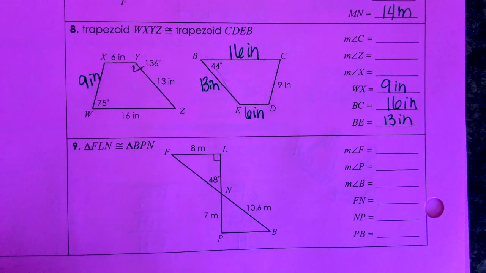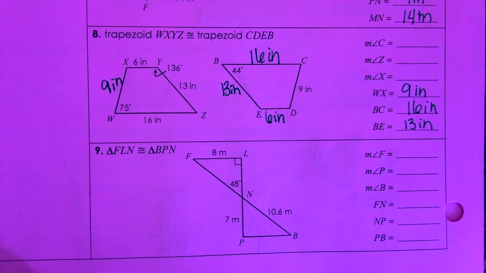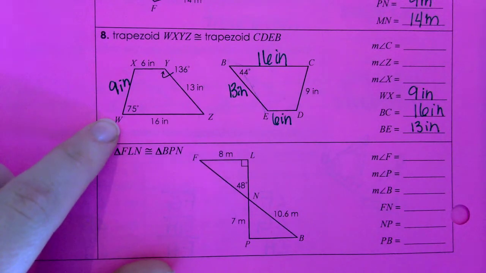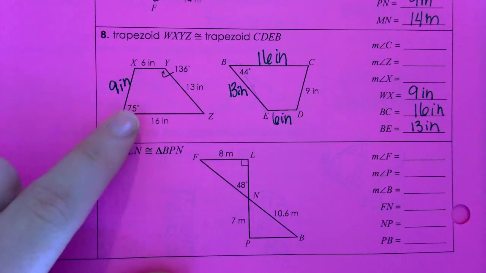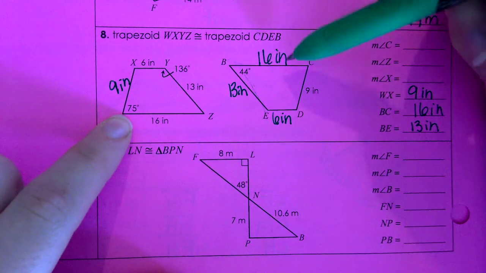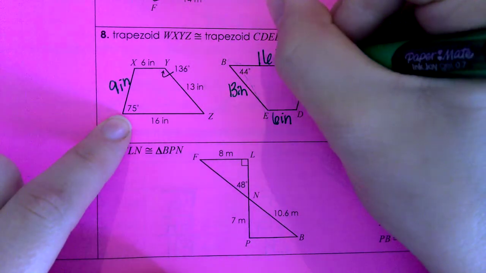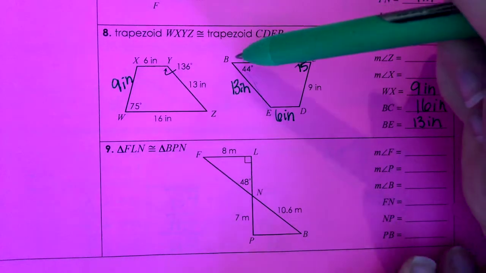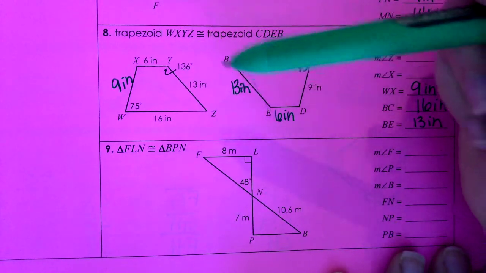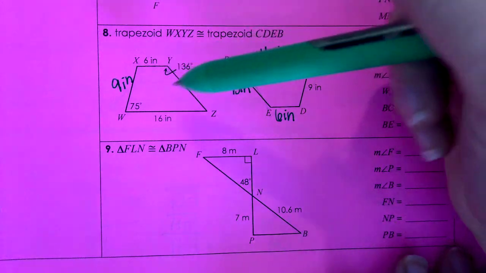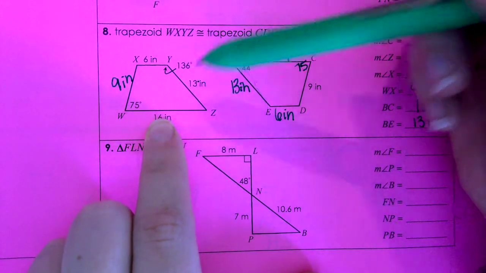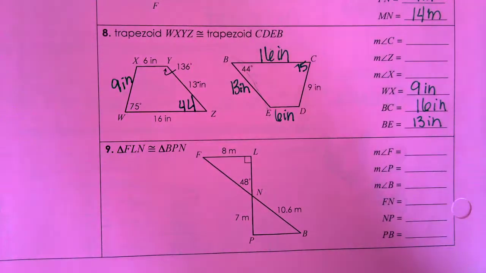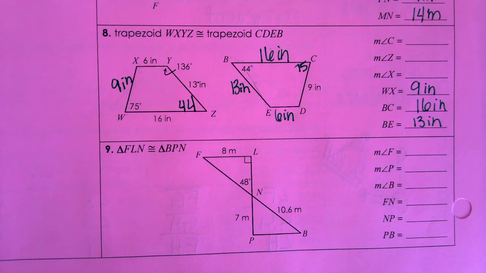Okay, so it's kind of like a puzzle that we're doing a little bit of. Now what we're going to do is figure out our angles. So I noticed that I have this angle right here in between 9 inches and 16 inches that is 75 degrees. So 9 inches and 16 inches, that's going to be 75 degrees. In between my 16 inches and my 13 inches, that's going to give me this middle angle of 44 degrees. Okay, so I have that all lined up there.